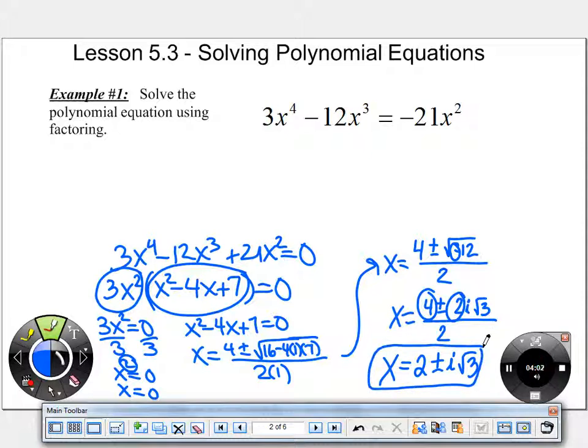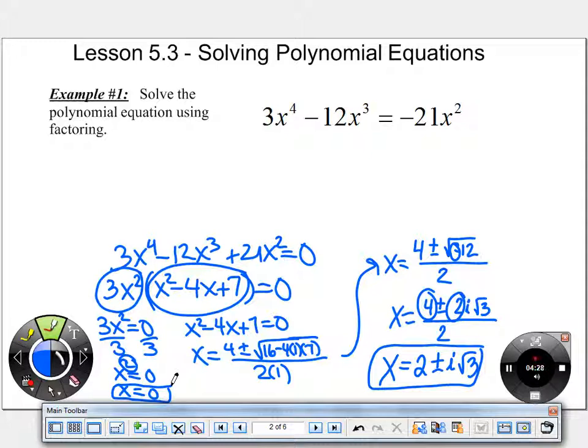So how many distinct solutions do we have? 3 distinct solutions. 0, 2 plus i rad 3, 2 minus i rad 3. How many real solutions do we have? 1. What is the degree of this polynomial we were solving? 4. So what's the maximum amount of solutions we could have? 4 is the maximum amount of solutions. 3 is the maximum amount of turning points, right?